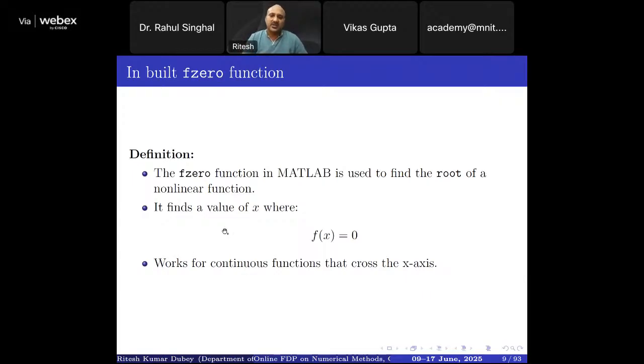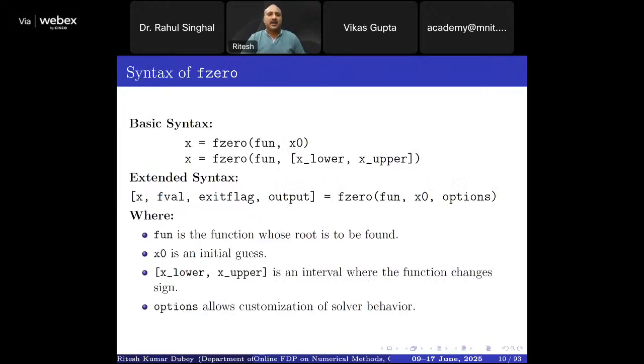fzero is one of the functions which gives the value of x for which the function f is equal to 0, and it works for continuous functions. The basic syntax of fzero is x equal to fzero, then the function which you want to use, and the starting point x0. You can also use fzero to find the root of the given function in a range, like x lower and x upper, and this is the extended syntax. So this is an example of an inbuilt MATLAB function which solves a root finding problem.